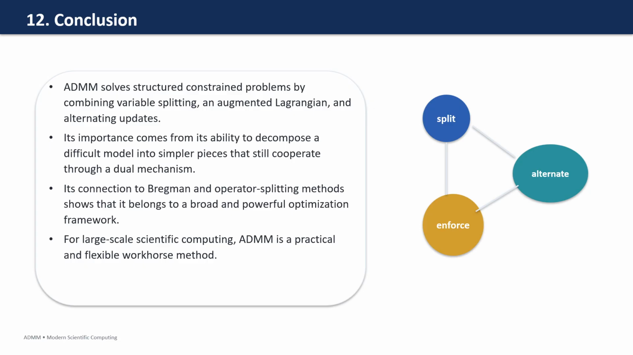ADMM, as shown, is connected to and takes advantage of Bregman iterations, Douglas-Rachford splitting, as well as proximal methods, to place it within the larger, broader framework of operator splitting algorithms. The main takeaway from this presentation is that ADMM is valuable because it balances mathematical structure with computational practicality, and while it does have very clear limitations, and it's not always the fastest method for every problem, it's still a highly flexible, scalable, and effective algorithm for solving large-scale scientific computing applications in contrast to direct or maybe iterative methods.